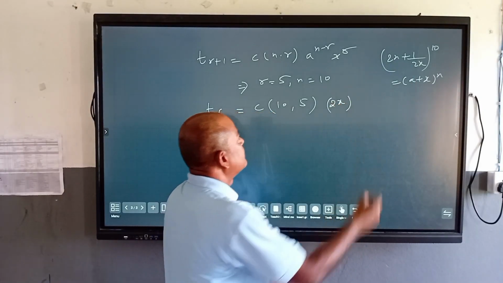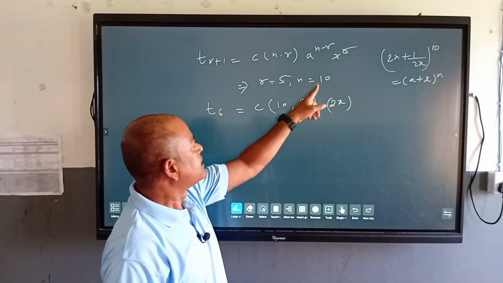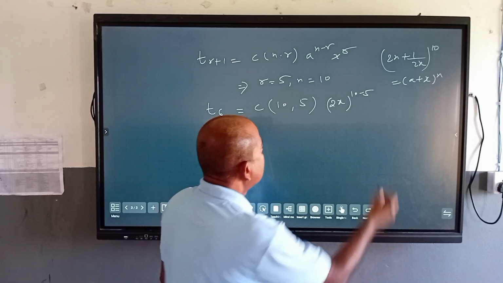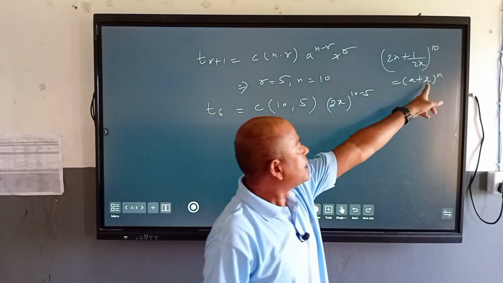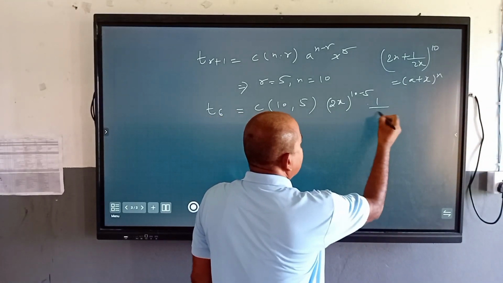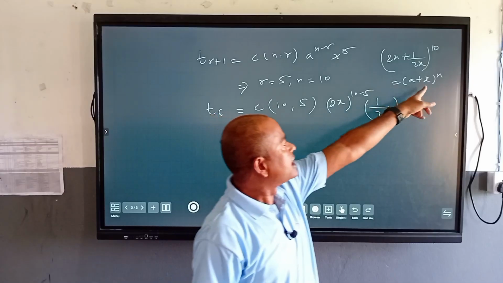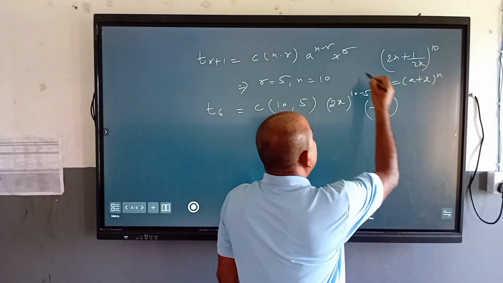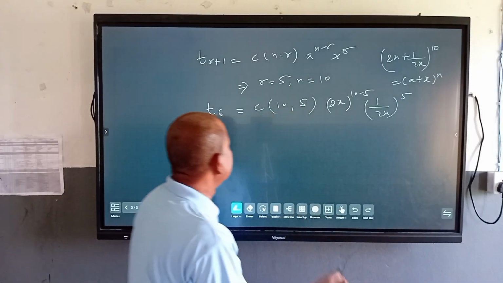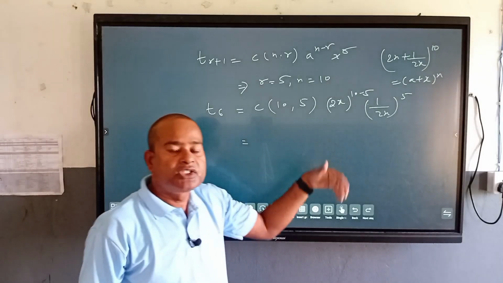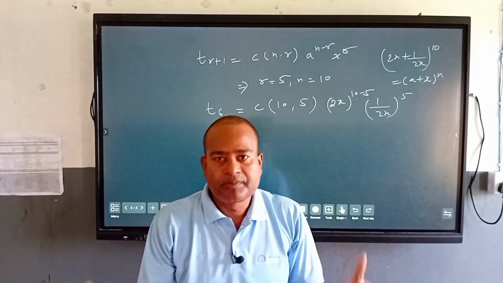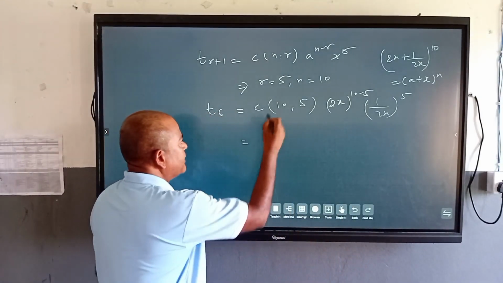So we'll put the value of a, 2x, and n minus r. N minus r means 10 minus 5. Then let's put the value of x. X means 1 by 2x in our binomial expression, 1 by 2x, and the power is r, x power r. The value of r is 5, so let's put the value of r, 5. Dear students, now by doing simple calculation, we'll get the 6th term, which will be our middle term of the given binomial expression. The value of C(10, 5).